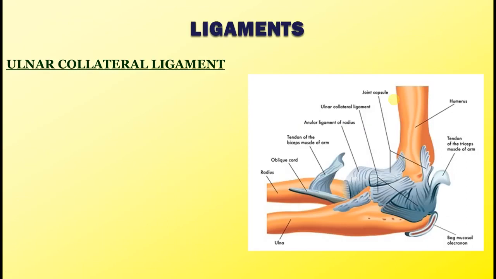Now coming to the ligaments, here you are able to see the medial thickening of the capsule is actually called the ulnar collateral ligament. It has got an anterior band and a posterior band, then it has got an inferior or a transverse band. Okay, so that means it is triangular in shape.